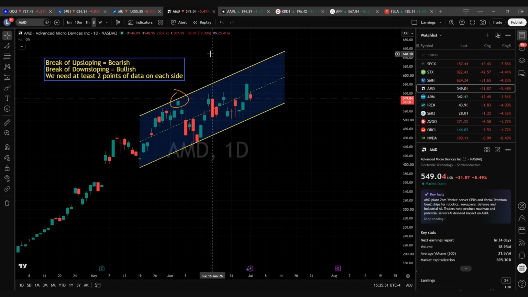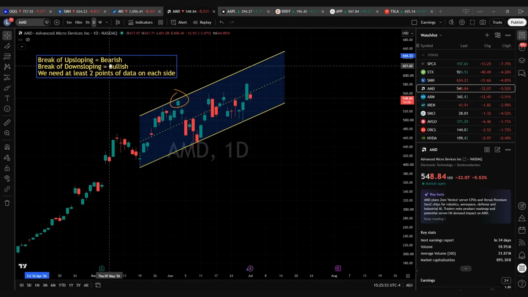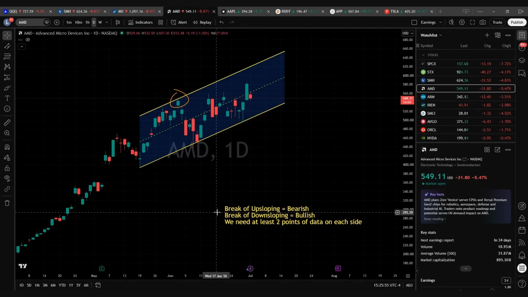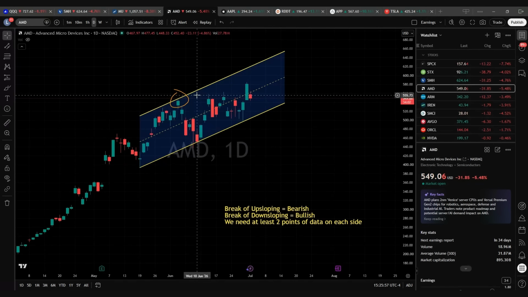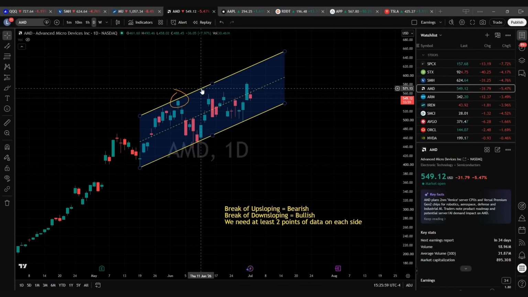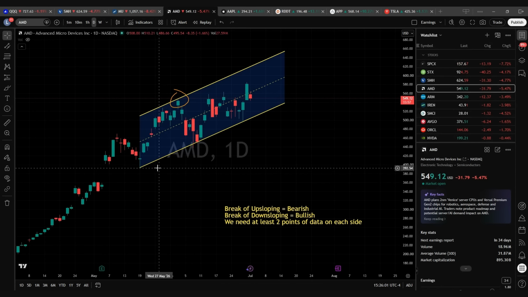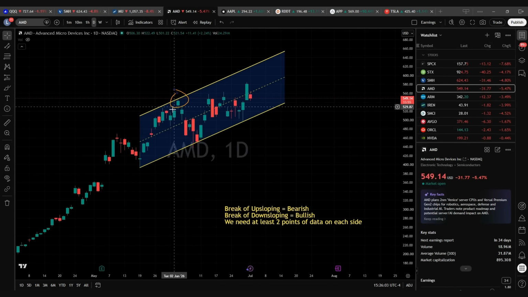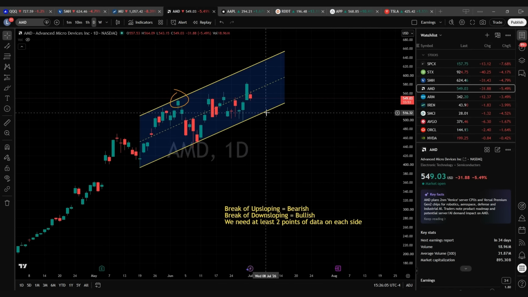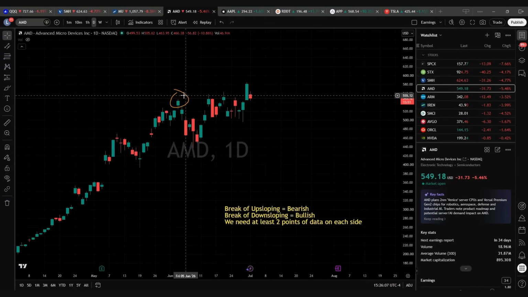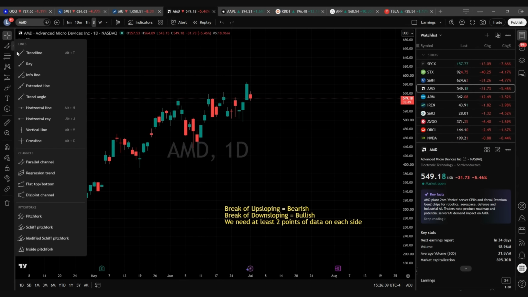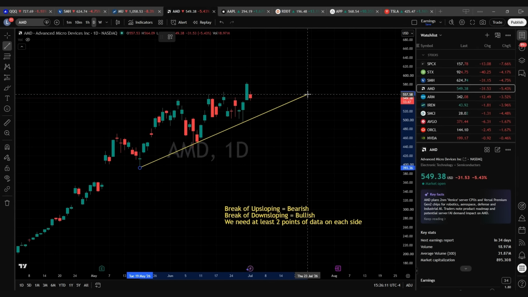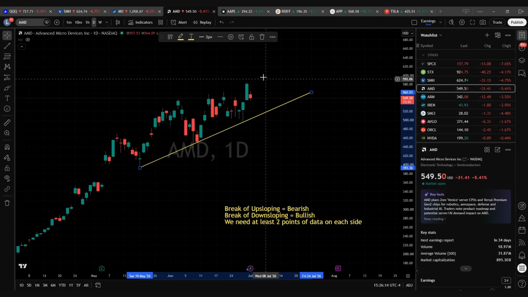Okay, we need at least 2 points of data on each side. We only have one here. So that doesn't mean that AMD isn't bearish if the bottom of this parallel channel breaks. No, certainly not. In fact, what did I say earlier? It's still a valid trend line, right? Still a valid trend line.